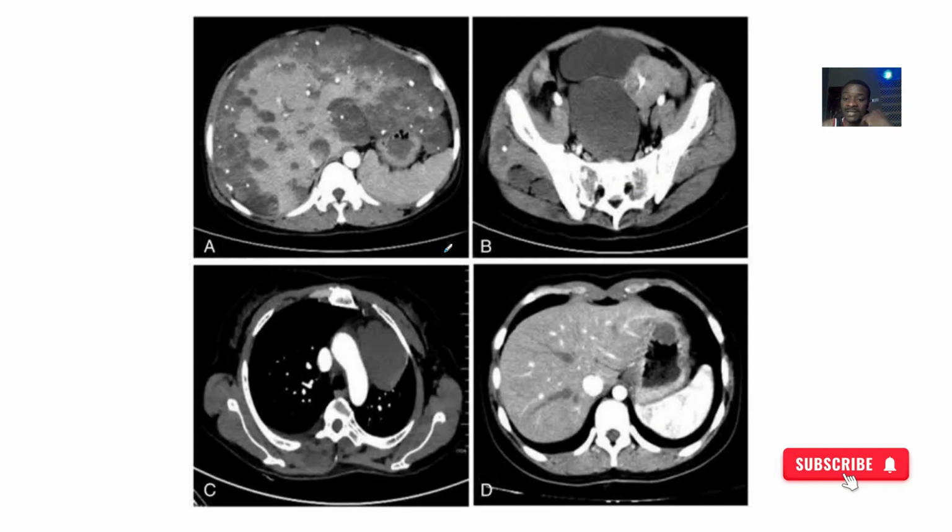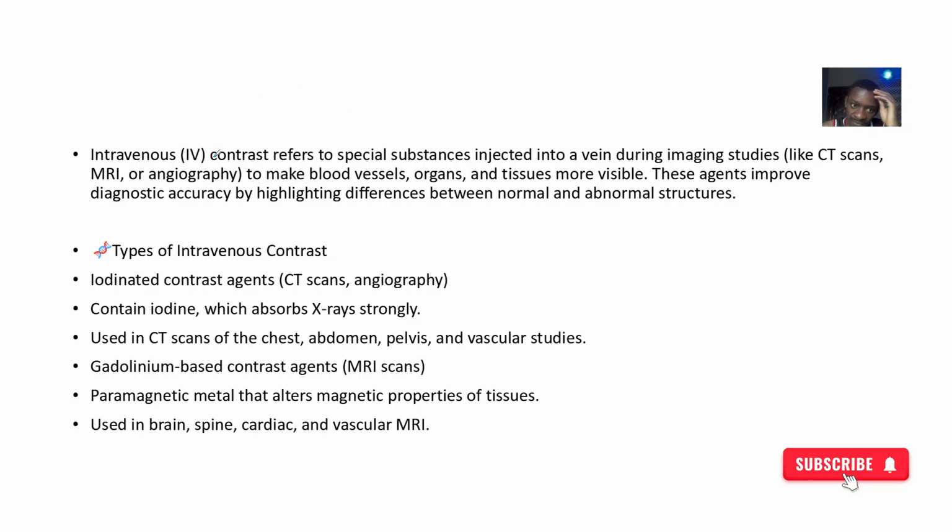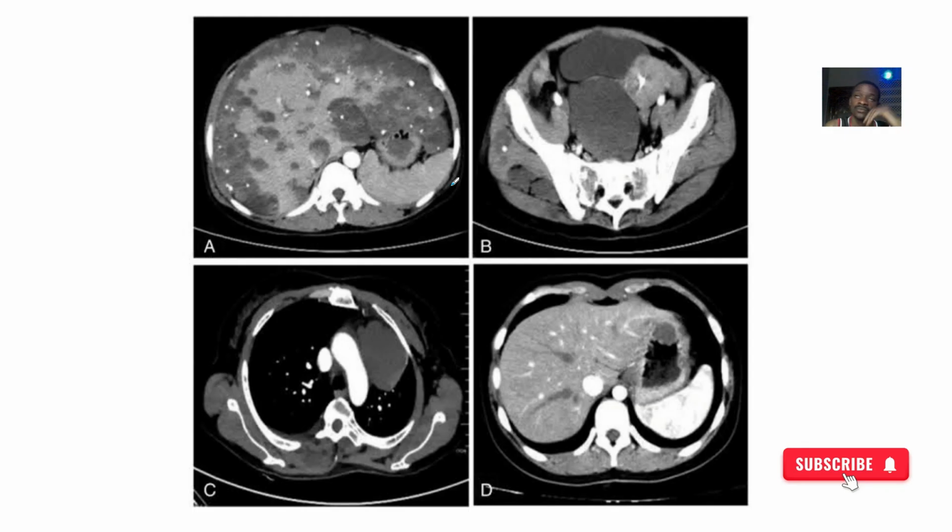Contrasts are basically substances that, when they get to a particular tissue in the body, make the imaging of that tissue clearer. So intravenous contrast just refers to specialized substances. They are usually injected into the vein before you do imaging like CT scans, MRI, and angiography, and they help to make the visualization of that area, whether it's blood vessels, organs, or tissues, much more visible. You appreciate it more.